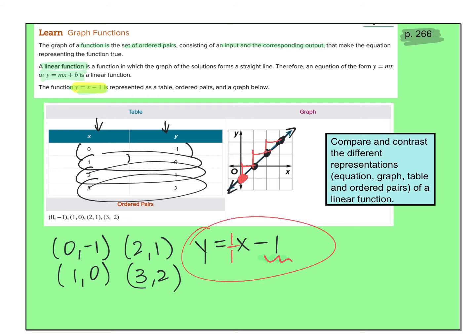So this is kind of putting everything together. Today you're going to get a rule. You're going to make a function table. You're going to make some ordered pairs here. You're going to graph it, and then you're going to check, did I graph it right, using what we learned last chapter.